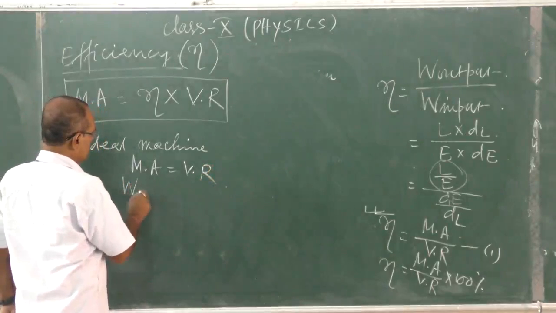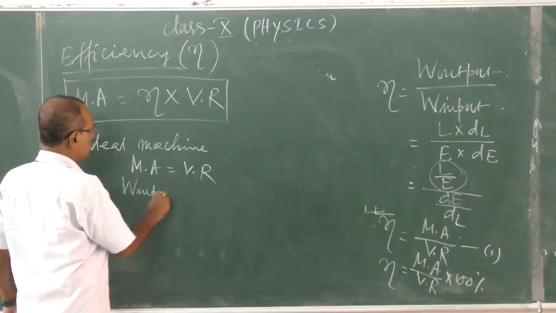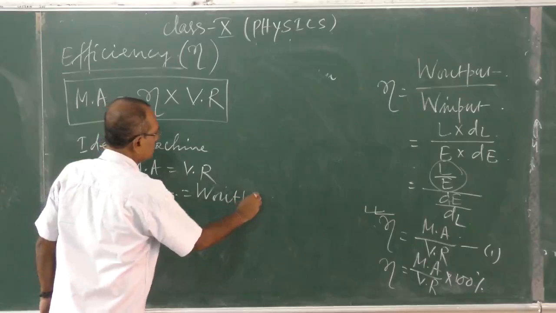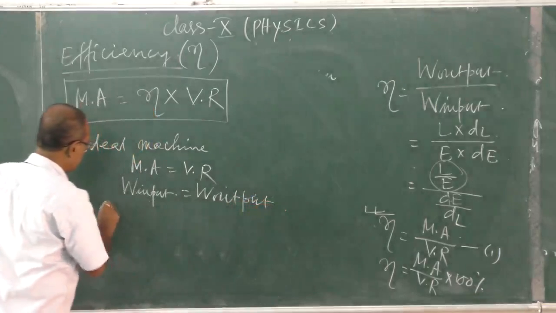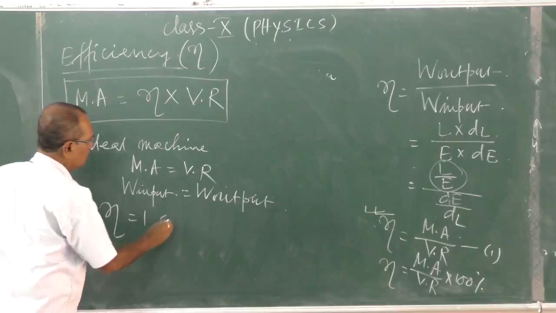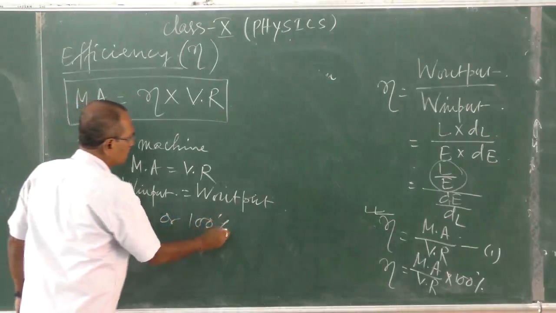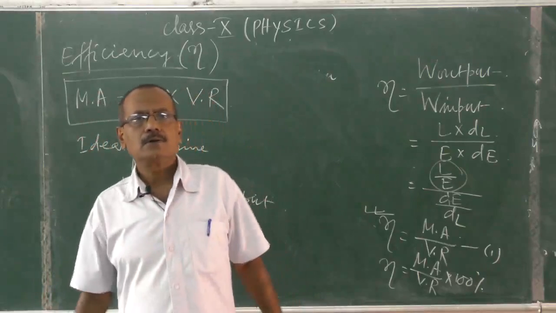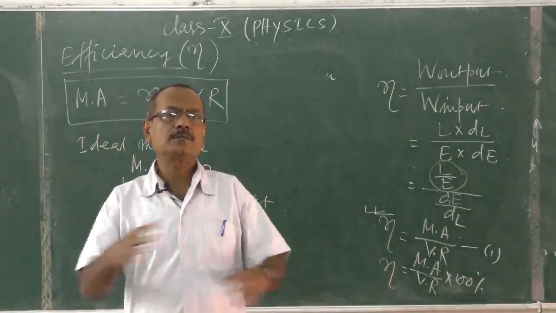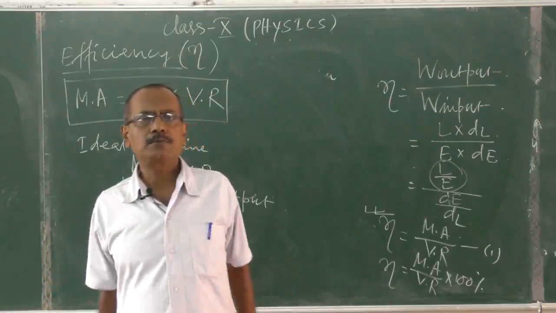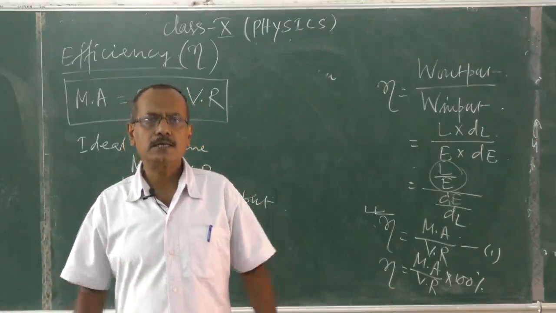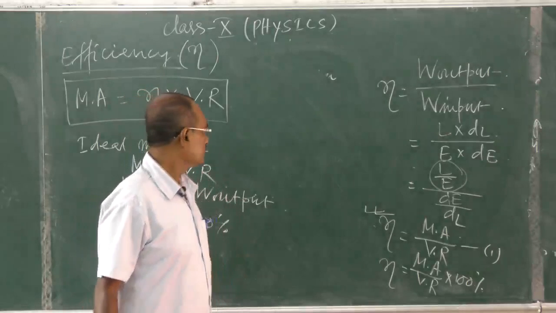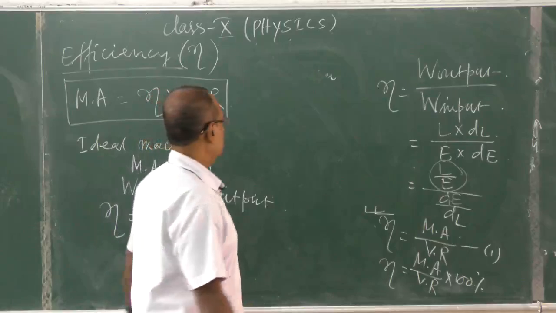Work input is equal to work output, so that eta is equal to 1 or 100%. In this case we are assuming there is no friction between the movable parts of the machine. Machine is weightless. Yes, but in actual practice it is not possible.